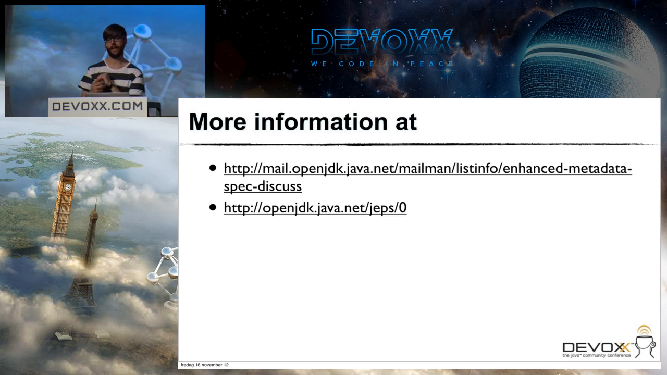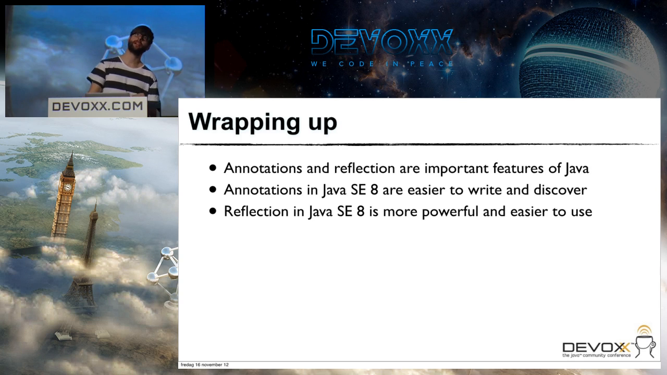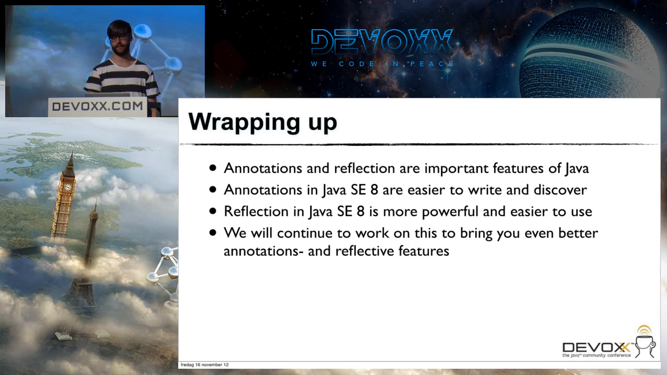So wrapping up, as I said, annotations and reflection are key pieces of Java technology. In Java SE 8, we want to make it easier for you to use annotations, to write annotations, and to discover annotations. And it's the same thing with reflection. In SE 8, we will make reflection more powerful and easier to use. And I think we will continue to work on this and bring even better annotations and reflective features. And with that, I'm happy to take questions.